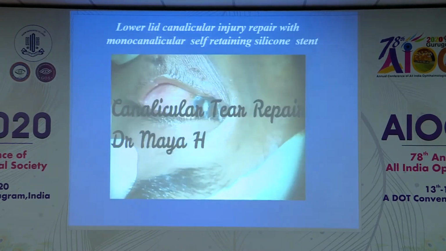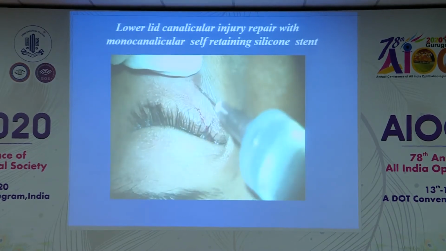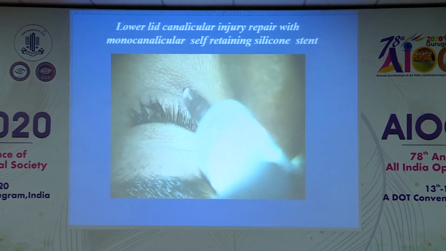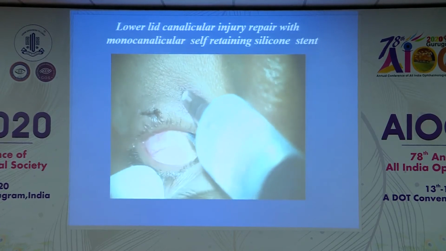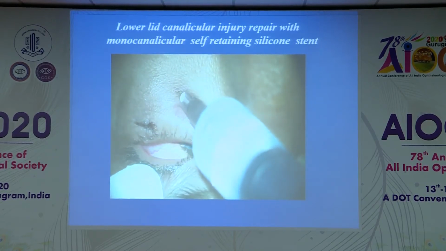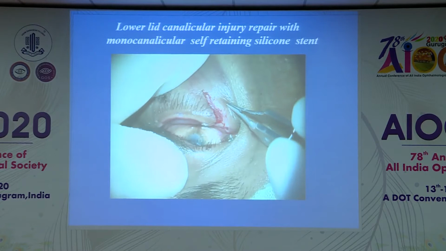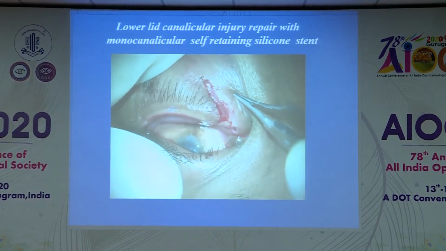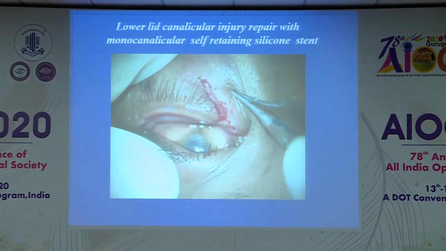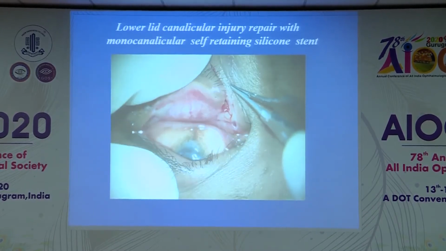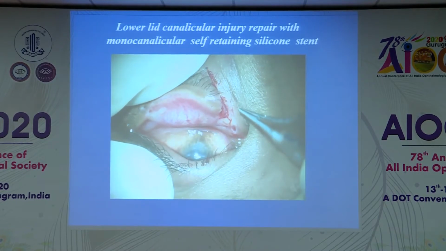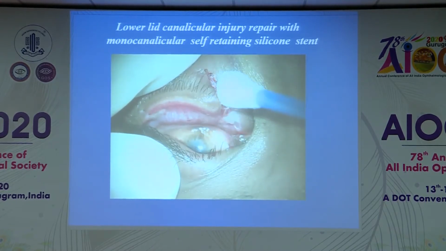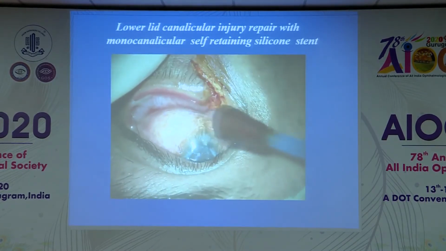So coming directly to the video, this is the canalicular laceration of the lower canaliculus, and I'm doing it under local anesthesia. It is xylocaine with adrenaline which is injected. So this is the avulsion injury. You can see the oblique kind of lid laceration, and it's a proximal injury, so not very difficult to find the torn end of the canaliculus.